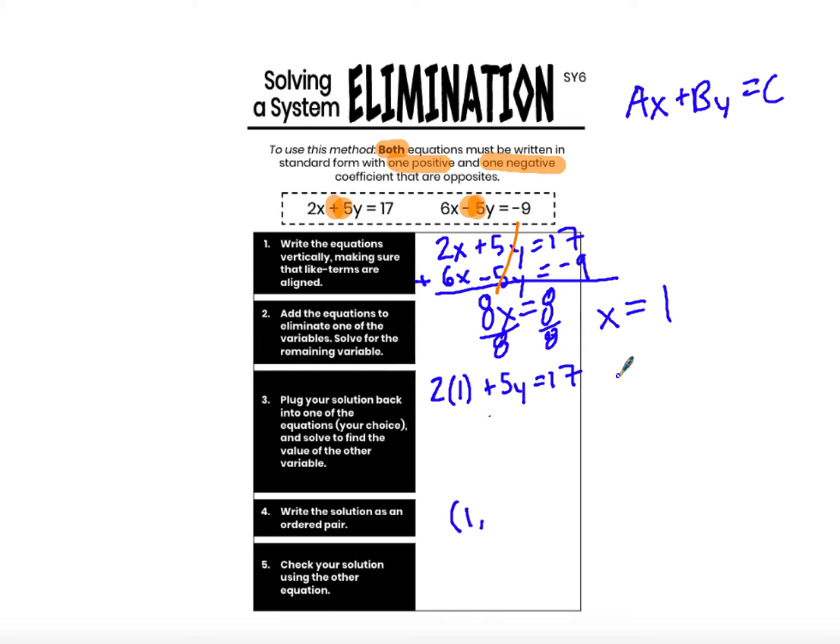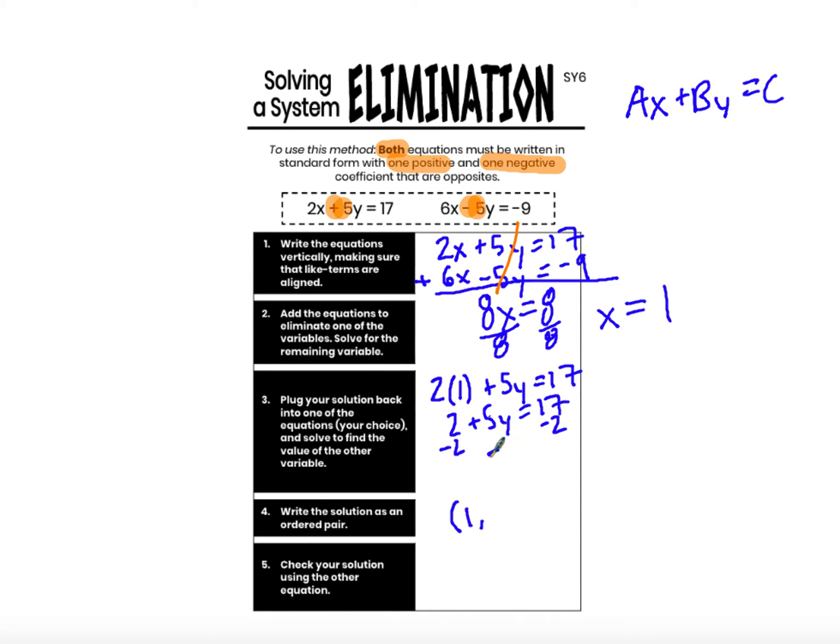This is the first time we've had to do this when we were finding the second part of our ordered pair, but it's not so bad. Once we do this multiplication, 2 times 1 is 2, plus 5y equals 17. We just have a two-step equation. It looks a little weird though, so just do that multiplication first, and then you will be in a situation with a two-step equation that you're comfortable with.